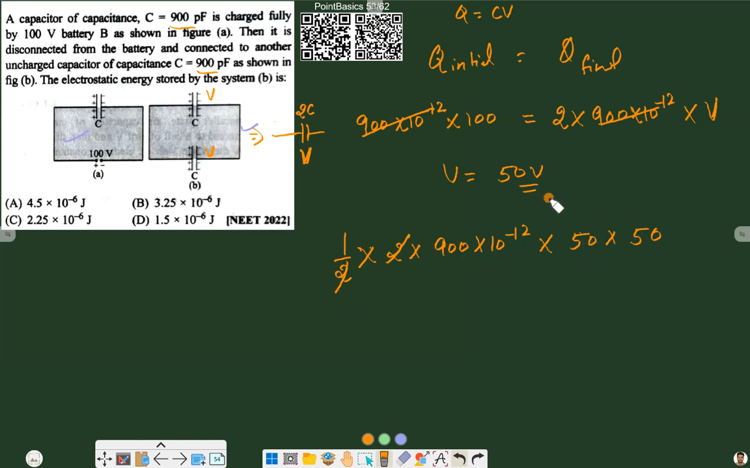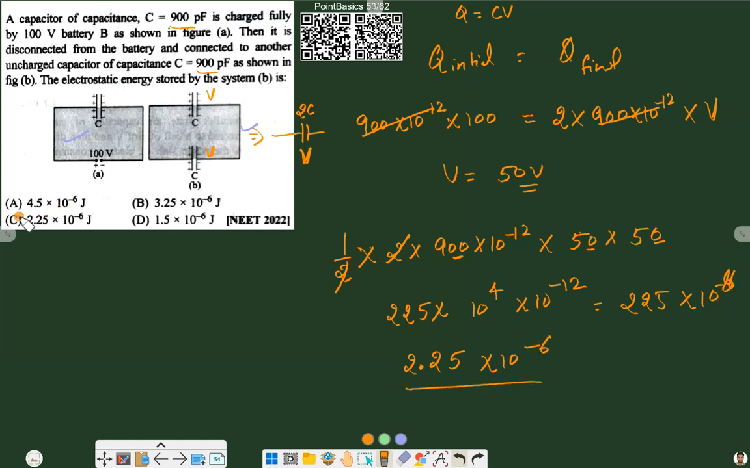25 into 9, so 225 into 100, and these two more zeros. So this is 10 raised to power 4 into 10 raised to power minus 12. So we can write it as 225 into 10 raised to power minus 8, and further 2.25 into 10 raised to power minus 8 minus 6, and it matches with option C of our answer options, we can say. Now moving to next question.